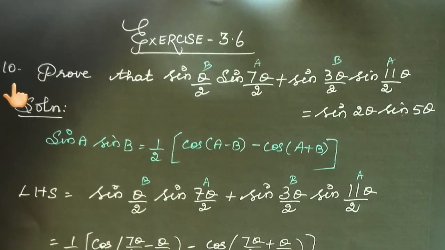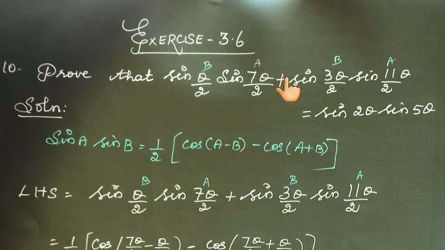Exercise 3.6, 10th sum. Prove that sin theta by 2 into sin 7 theta by 2 plus sin 3 theta by 2 into sin 11 theta by 2 is equal to sin 2 theta into sin 5 theta. So now let us take the left hand side.